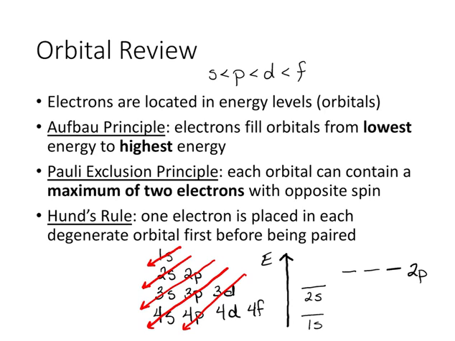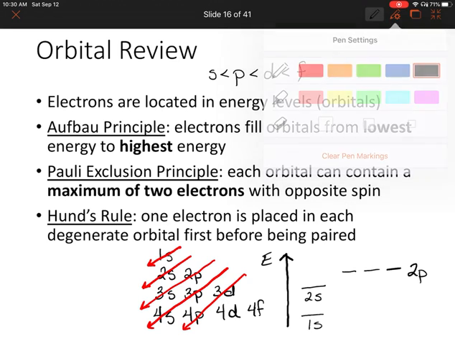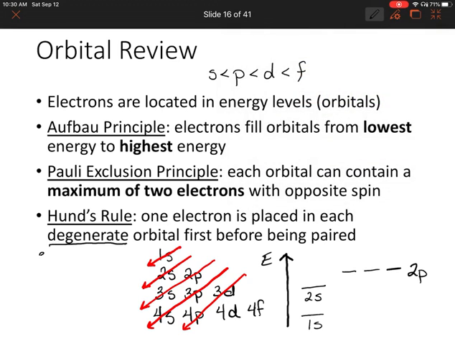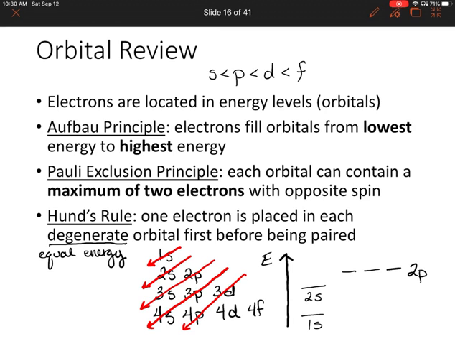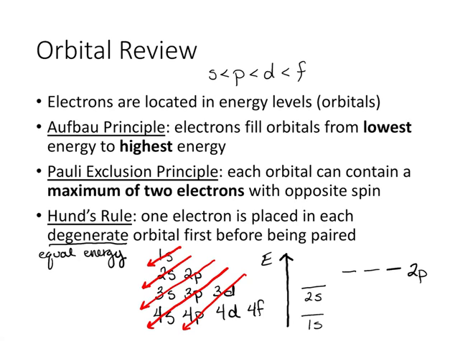So for instance, degenerate just means equal energy levels. So the three p orbitals in our energy diagram, those three orbitals have the same energy. So they are degenerate orbitals. So let's actually make a note here. Equal energy. And we'll go over some examples just to kind of refresh your memory.